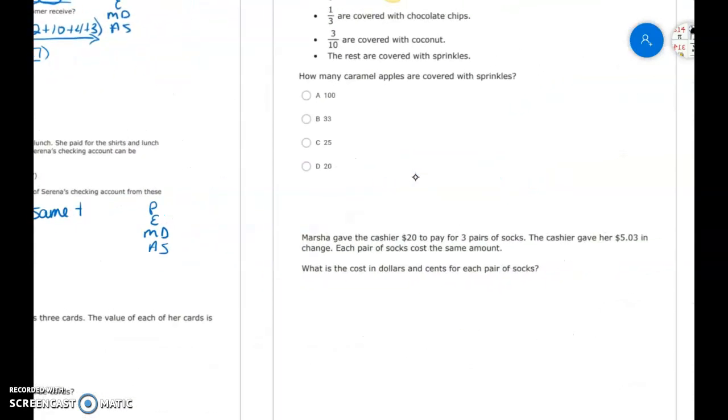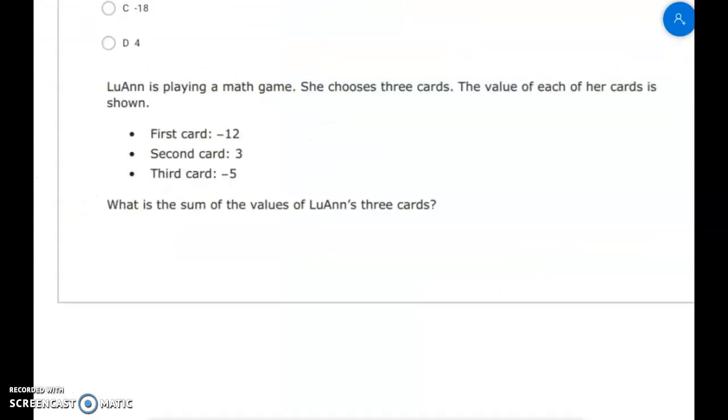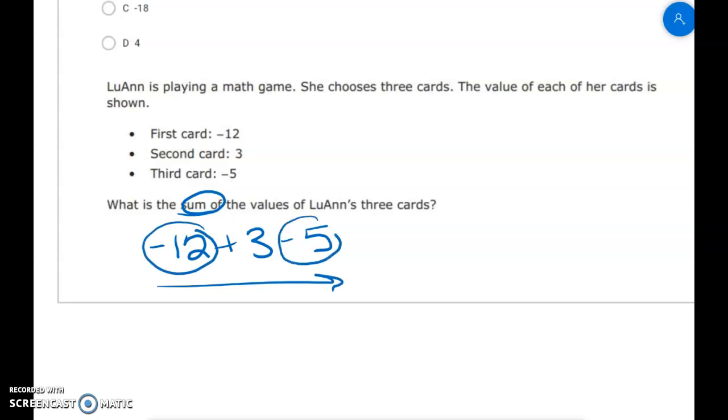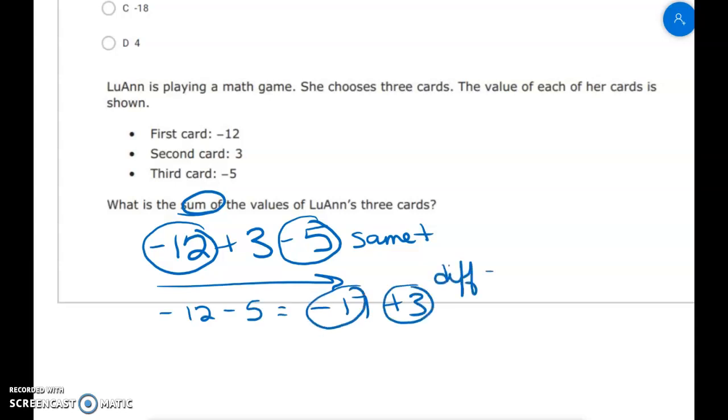On the next one, Luann is playing a math game. She chooses 3 cards. The value of her card is shown. So she has a negative 12, a positive 3, and a negative 5, and we need a sum. So negative 12, positive 3, negative 5. There's a couple ways you can do this. You can go straight across like PEMDAS. You can put all the negatives together because these are the same. So we would add, so a negative 12 and a negative 5 is a negative 17. And then we have a positive 3. Now they're different, so we would subtract for a negative 14.